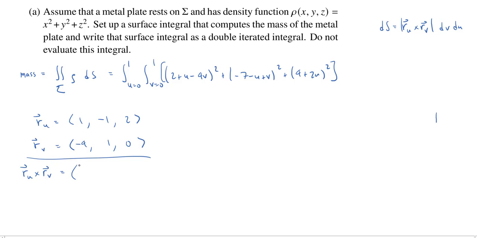And we cross out the first column. We get negative 1 times 0 minus 2 times 1, so that'll be negative 2. Cross off the second column, go backward. We have 2 times negative 4 minus 1 times 0, so that's negative 8. Cross off the third column, we get 1 times 1 minus negative 1 times negative 4, so that's 1 minus 4, which is negative 3. Excellent.